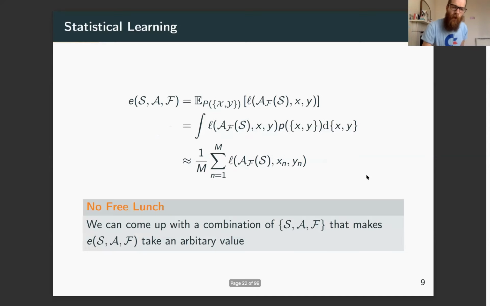This is what we really call the no free lunch theorem. What this means is, if I have an infinite number of possible data, so an infinite sample space, but I only see a finite set of data from this, it's possible to come up with a combination of data set, algorithm, and hypothesis space that gives this error an arbitrary value. And this is the no free lunch theorem.